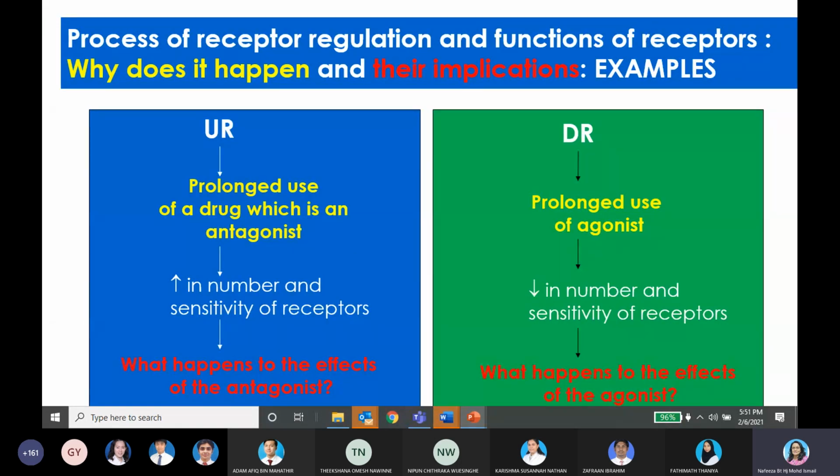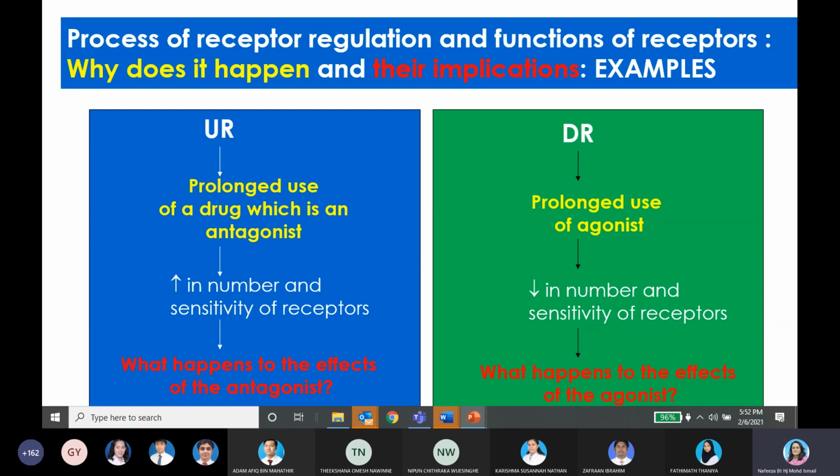So, the process of receptor regulation and functions of receptors. These slides will just give you very simple examples of why it happens and their implications. And these are just examples, okay? So upregulation happens when there's prolonged use of a drug which is an antagonist, and the body realizes that the agonist is not getting the chance to combine to receptors because an antagonist is present. So the body recognizes this and it increases the number and sensitivity of receptors.